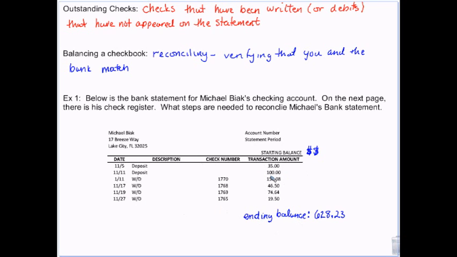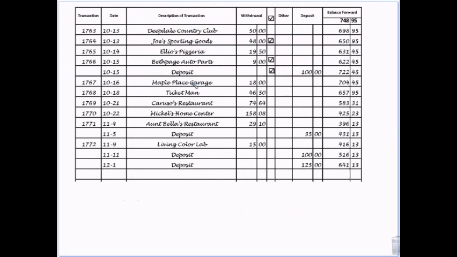Okay, these are the transactions on the statement. And if we go to the next page, this is the check register. Now there's this column here. Okay, this column is for things that have cleared. So you check them off. So see how these two are already checked, or these three are already checked off? Those are things that cleared in the last statement.